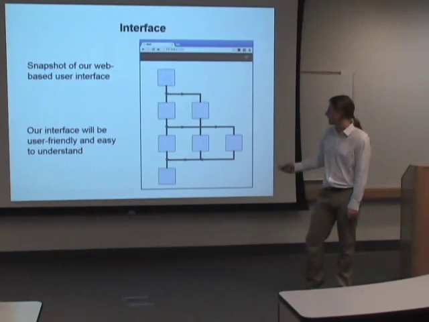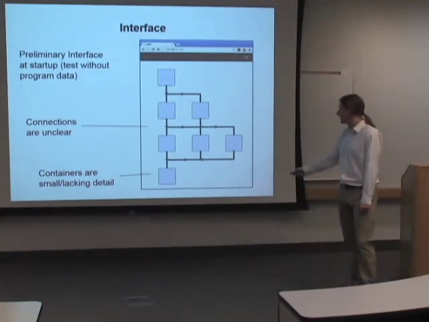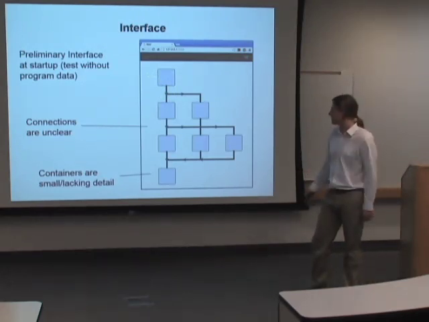So let's see if it's doing that. Well, first problems, as you see, it's very hard to see where each connection is leading. These are sort of intersecting with each other. These containers are relatively small. There's no information in them. They're not resizable, not very user-friendly.